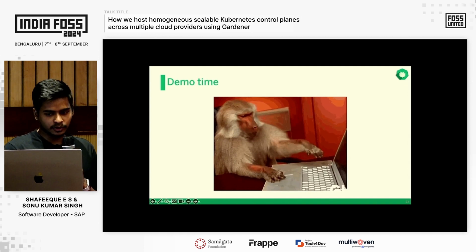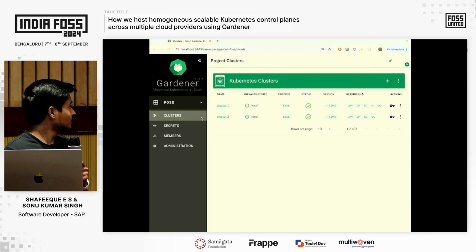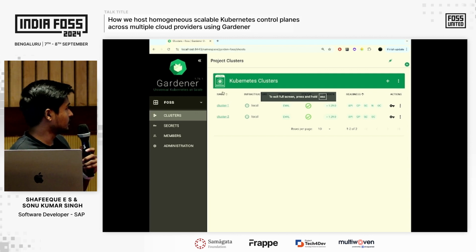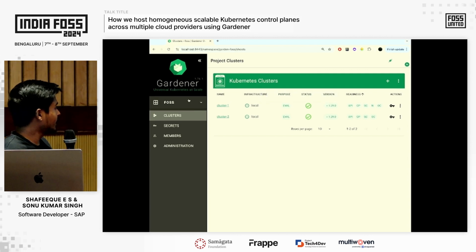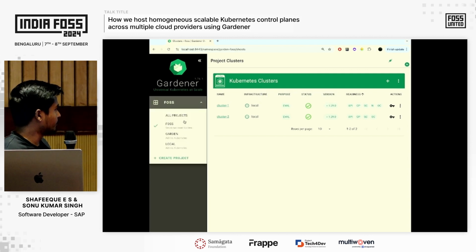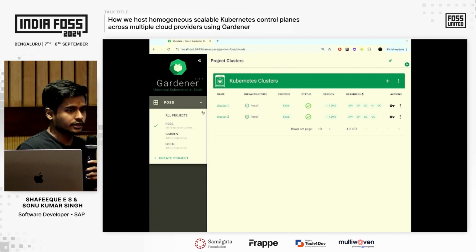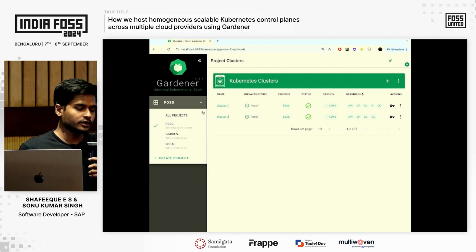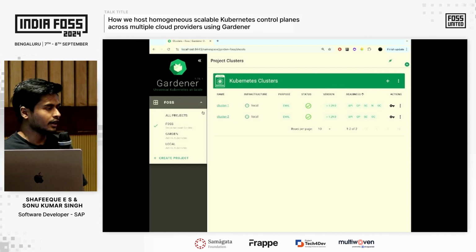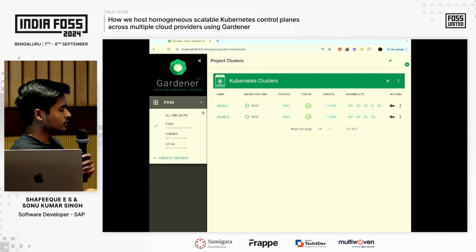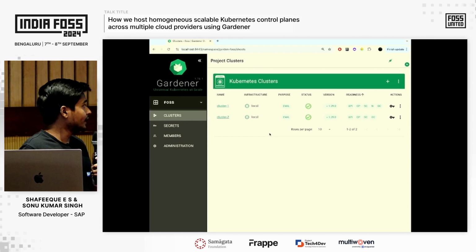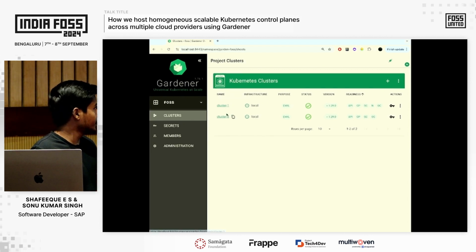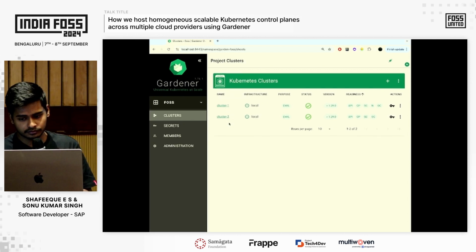We'll head over to the Gardener dashboard. So this is how the Gardener dashboard looks for Kubernetes clusters. Here is a list of the projects. In Gardener, we separate Kubernetes clusters with projects. So in an organization, a person or a team can create a project, and all of their clusters will be residing in this particular project. If you see, I have created a project called FOSS for this particular demo, and I already have two clusters running, cluster 1 and cluster 2.